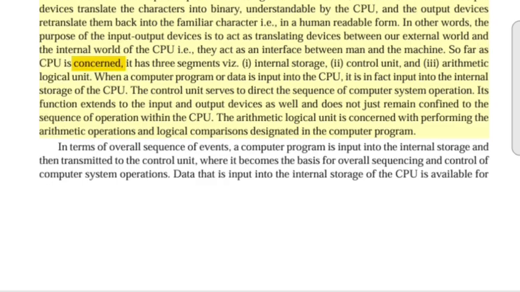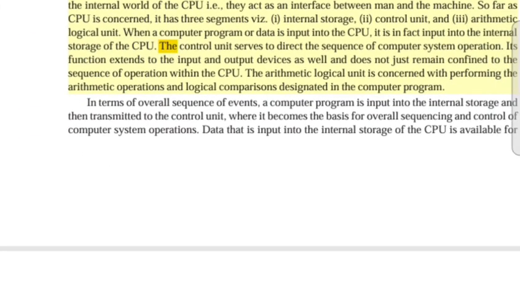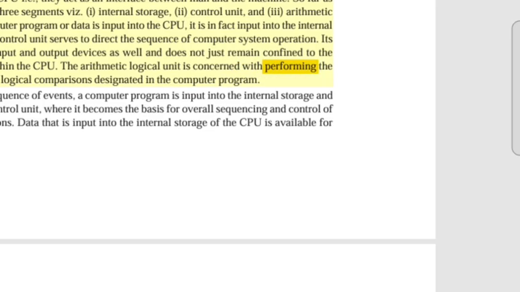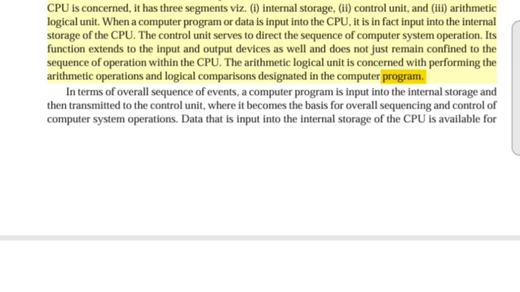So far as CPU is concerned, it has three segments, viz. (i) Internal storage, (ii) Control unit, and (iii) Arithmetic logical unit. When a computer program or data is input into the CPU, it is in fact input into the internal storage of the CPU. The control unit serves to direct the sequence of computer system operation. Its function extends to the input and output devices as well and does not just remain confined to the sequence of operation within the CPU. The arithmetic logical unit is concerned with performing the arithmetic operations and logical comparisons designated in the computer program.